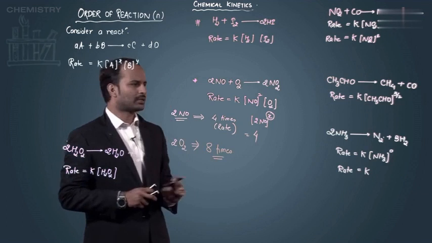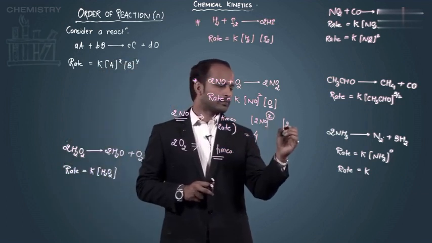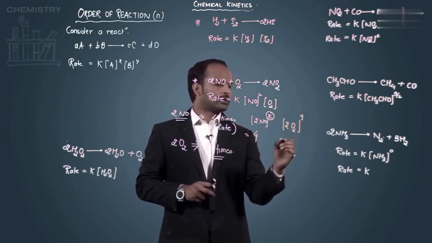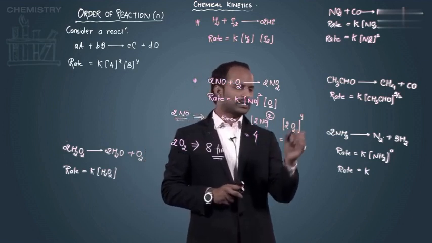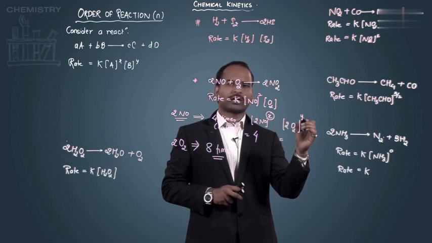Just for example, let it change by 8 times. Means if I am doubling O2, let the power be y. How much does the rate of reaction change? The rate of reaction changes by 8 times. 8 times means 2 becomes 8. 2 becomes 8 means what will be the value of y?